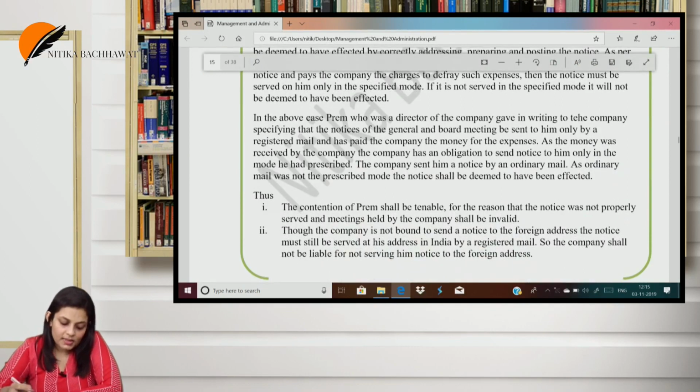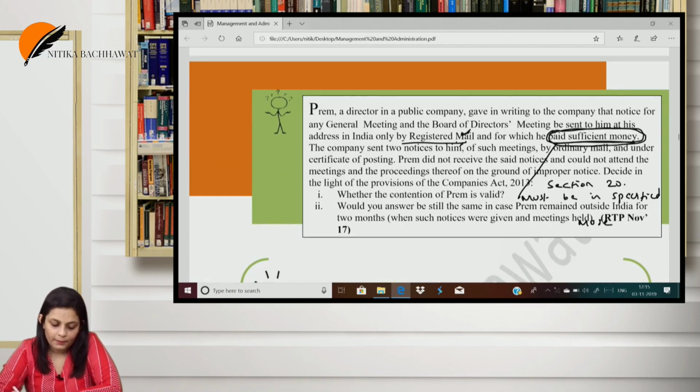In this case, the contention of Prem shall be tenable for the reason that the notice was not properly served and the meeting held by the company shall be invalid. Notice is a requisite. So, if the notice is not proper, it is not a valid meeting. Would your answer be still the same in case Prem was outside India?